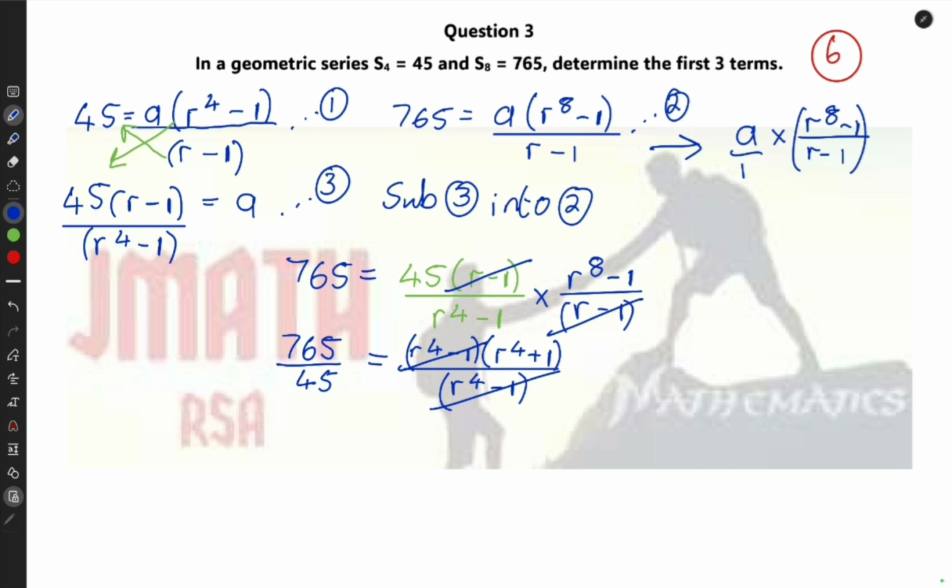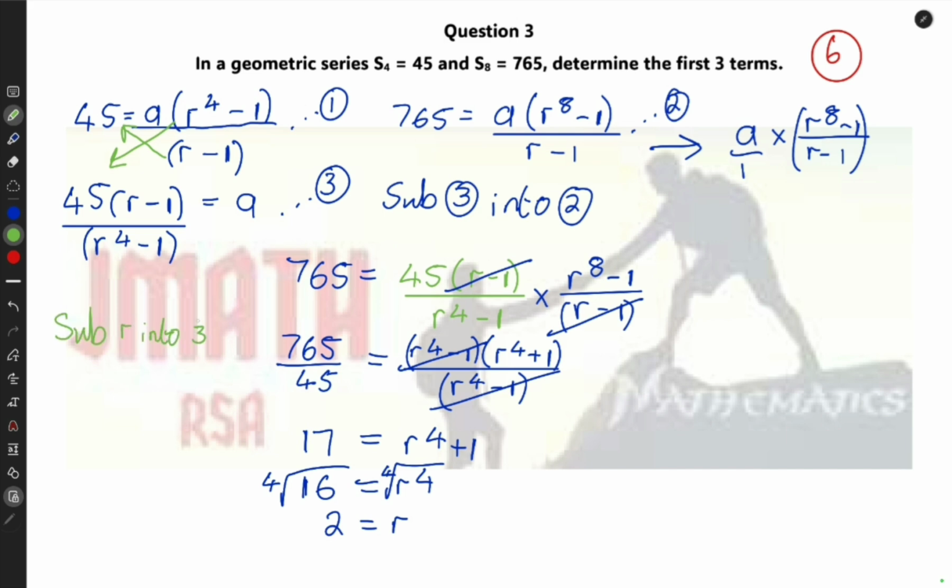Now I can type in 765 over 45. That is actually 17, which is equal to r^4 plus 1. I can move the plus 1 over, and this gives me 16 is equal to r^4. Then I can get the fourth root of both sides. So the fourth root of 16, the fourth root of r^4, and therefore r equals 2. Okay, great. That was a massive process. Now I can go back to equation 3. I'm just going to do this in another color because my screen is a bit tight now. So I can just sub r into number 3.